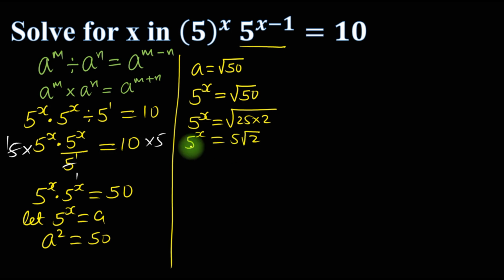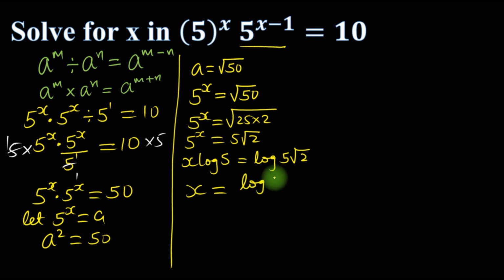We can take logs to base 10 on both sides, and we shall have x log 5 will be equal to log of 5 root 2. So x will be equal to log of 5 root 2 all over log of 5. Remember, in this case we cannot just cancel log of 5 and log of 5 directly, since here there is that multiplication law of logarithm.